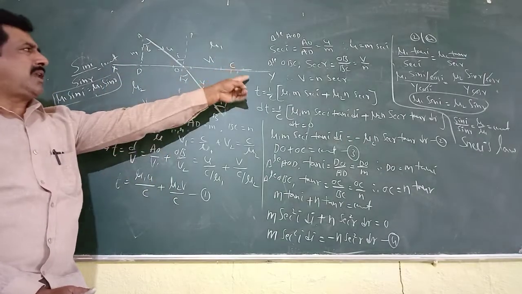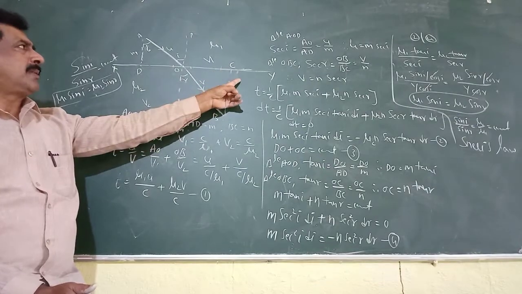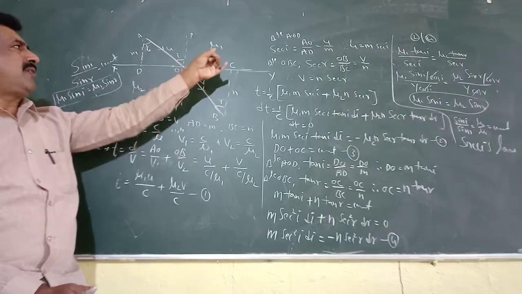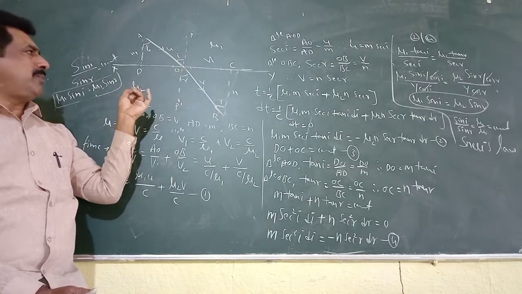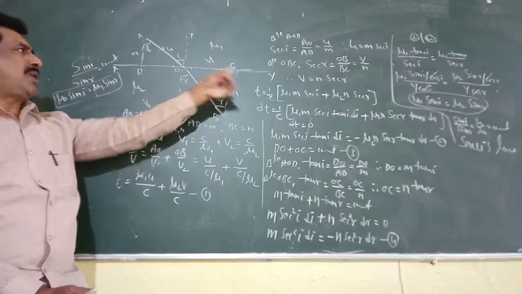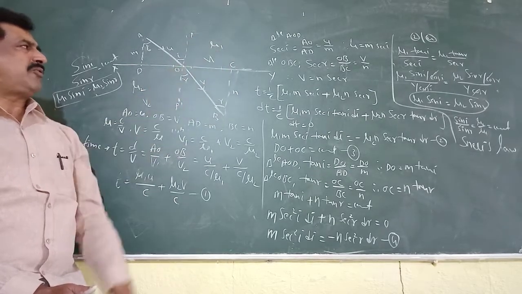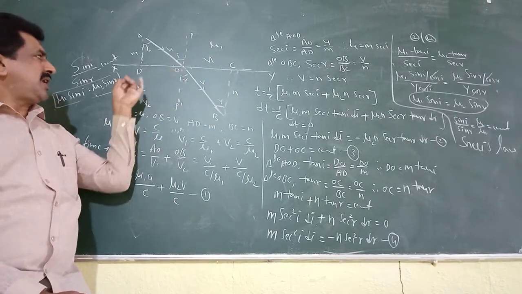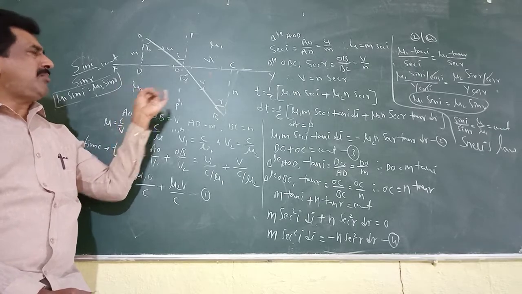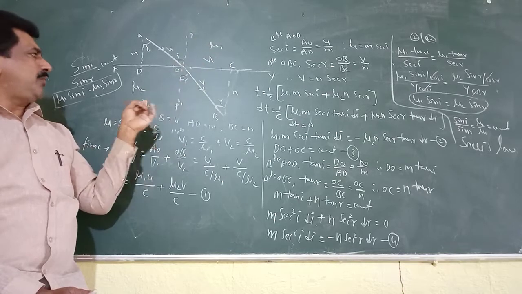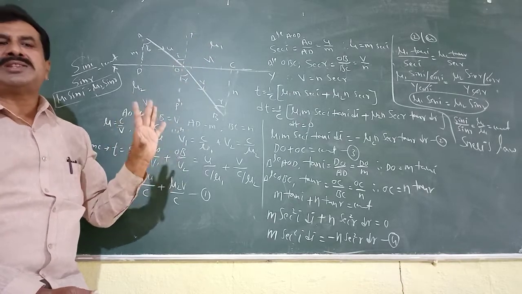XY is the refracting surface which separates the two media, and their refractive indices are mu1 and mu2. Mu1 is the refractive index of the first medium, mu2 is the refractive index of the second medium, v1 is the velocity of light in the first medium and v2 is the velocity of light in the second medium.